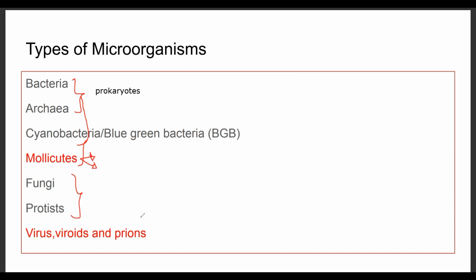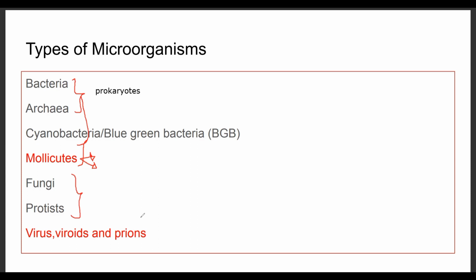Normally, viruses show both characteristics. When they are out of living organisms, they are non-living. But once they get into a host cell, they are living organisms. So we can't categorize them as prokaryotes or eukaryotes. They don't have cellular organization. We can't categorize them as living or non-living because once they get into a host cell, they show living characteristics like reproduction. But when they are out of a living organism or a host cell, they are non-living.